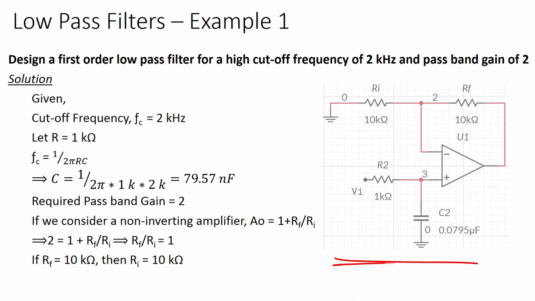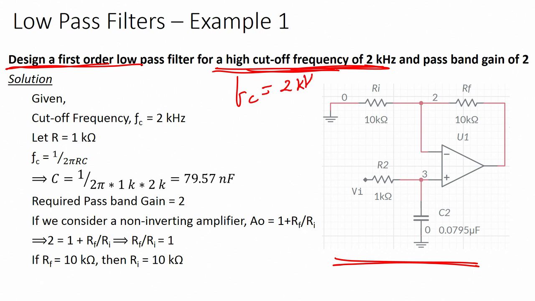So, you see here the circuit is given. What is the question? Design a low pass filter for a high cutoff frequency of 2 kilohertz. So, we have to design a filter for the cutoff frequency FC given as 2 kilohertz, and the pass band gain is given as 2, right. Where is the input? You see the input is here, on the non inverting terminal.